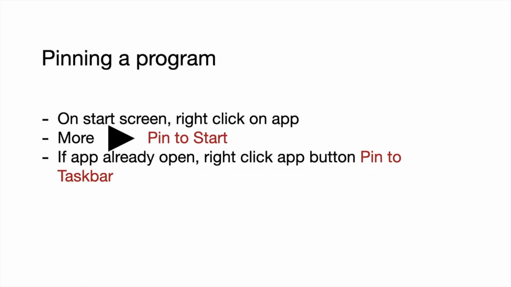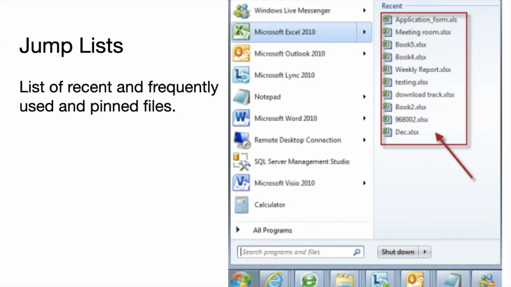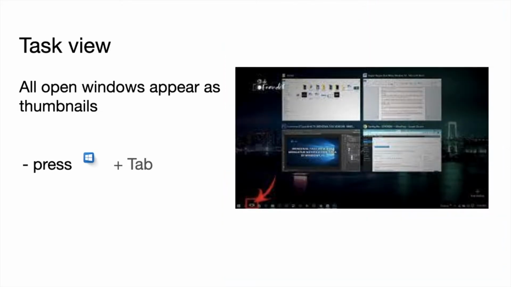Pinning a program. On the Start screen, right-click on the app, then More, and then Pin to start. But if the app is already open, right-click the app button and pin it to the taskbar. Jump lists: this is a list of recent, frequently used and pinned files. Task view: all open windows appear as thumbnails. To reach task view, press the Windows icon and press Tab.